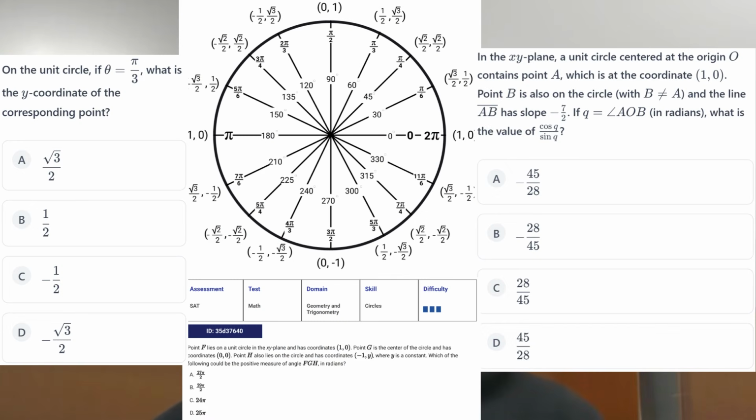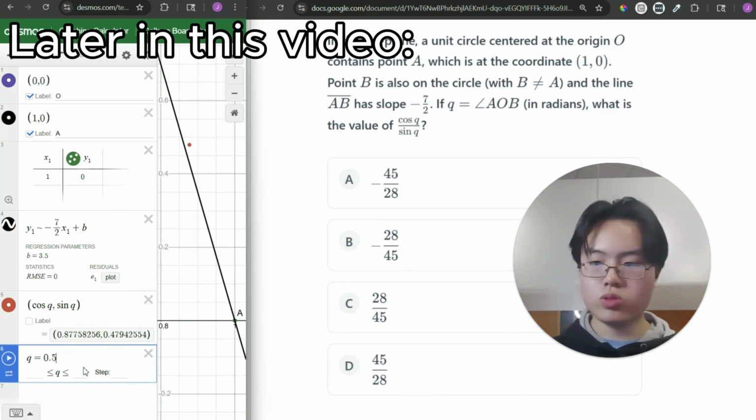I'm going to go over how to solve every single unit circle question on the SAT using a simple trick on Desmos, which is the calculator built into the SAT testing software. Now, unit circle questions are pretty rare.